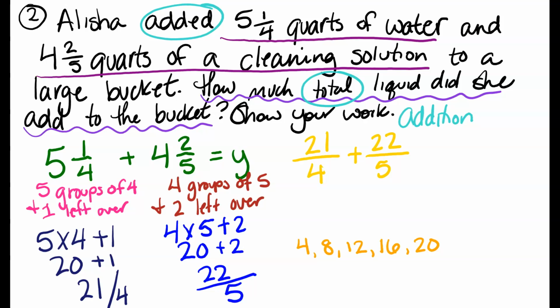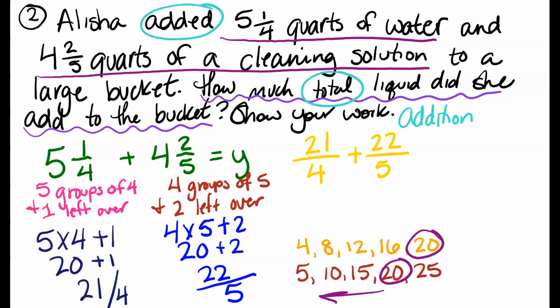And I start next with 5. 5 times 1 is 5, times 2 is 10, times 3 is 15, times 4 is 20, times 5 is 25. Then I look and see, do I currently have anything in common? And I do. I have a 20 and a 20. And there's nothing less that they have in common besides 20. So our least common multiple is 20.